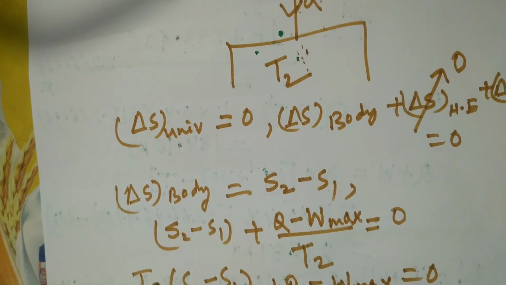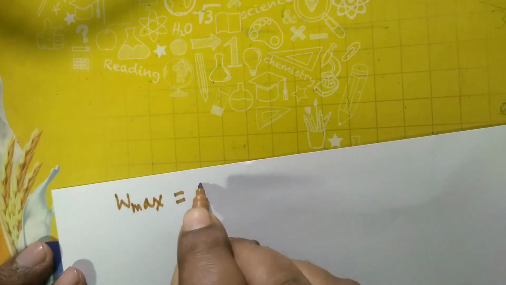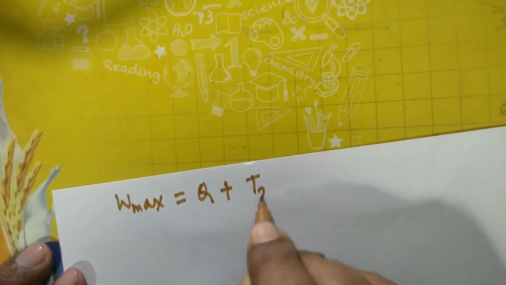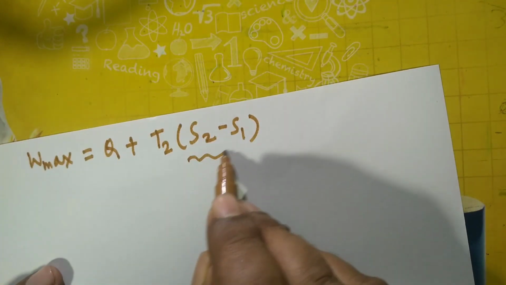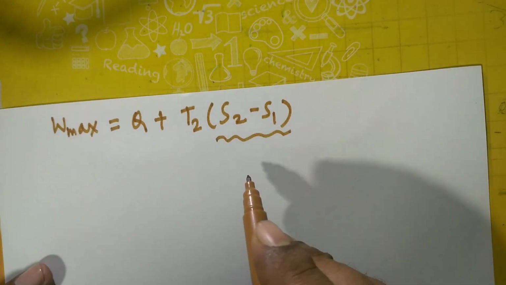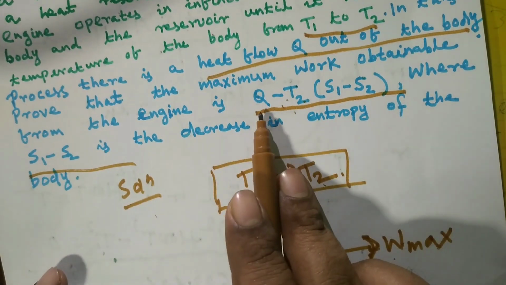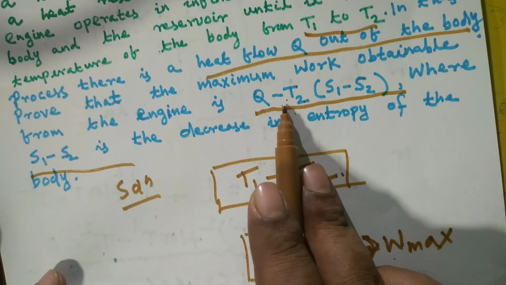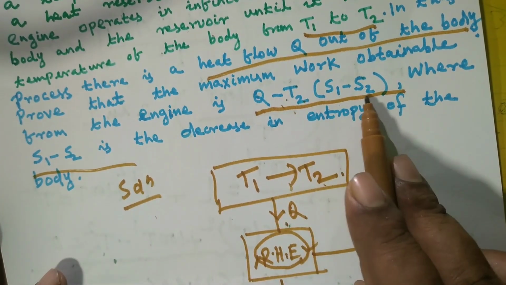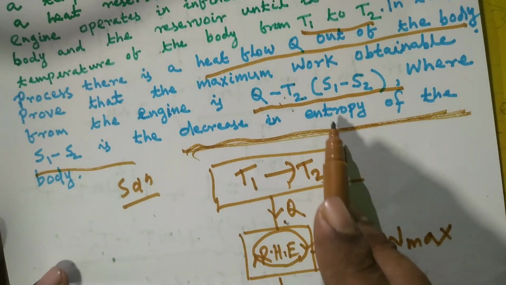So now W max will be Q plus T2 multiplied by S2 minus S1. This is in fact the change in entropy of finite body, but in the question the final expression for W max is expressed in terms of S1 minus S2, not in terms of S2 minus S1. So obviously a minus sign will be put before it, where S1 minus S2 is the decrease in entropy, not change in entropy. If it had been change in entropy, it would have been S2 minus S1.